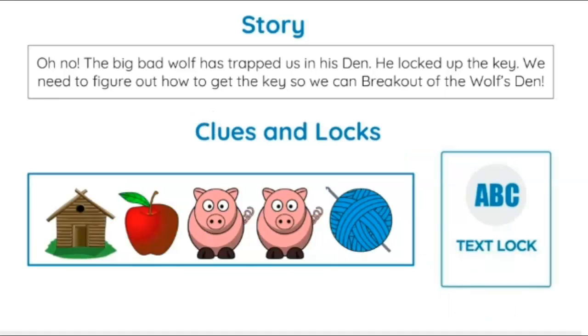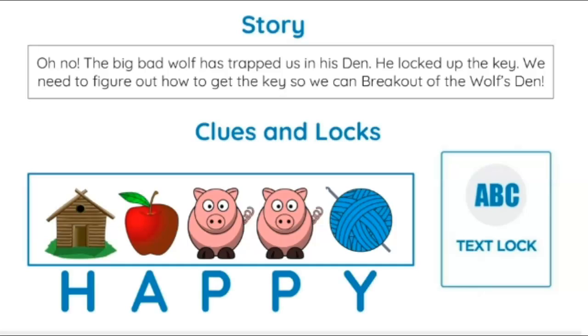Here is another clue from the Wolf's Den game. This one is for the text or ABC lock. The clue goes with the theme of the story because we are still trying to break out of the wolf's den. The pictures above are trying to tell us a word. What do you think the word is? When you find the first letter of each picture, the letters will spell a word. Did you get H for house, A for apple, P for pig, another P for pig, and Y for yarn? If you did, then I'll bet you are pretty happy is the word.